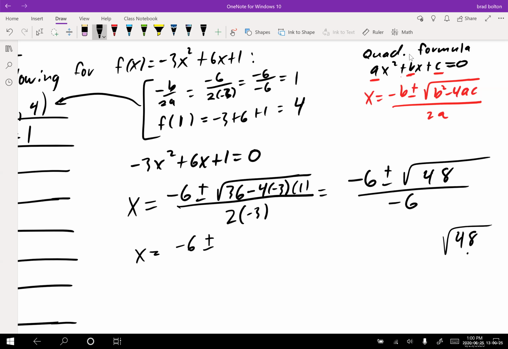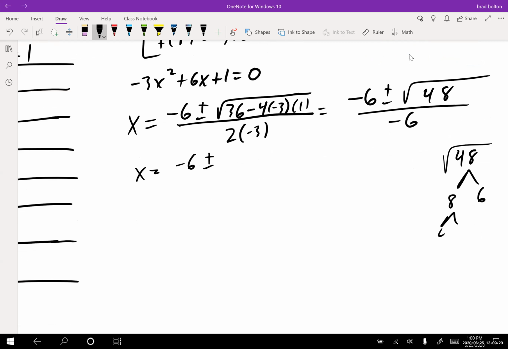And I got to clean this up. So 48 is really 8 times 6, but this is really 4 times 2, and this is really 2 times 3, and this is really 2 times 2. So here's a pair of 2's, and here's a pair of 2's. So 2 times 2 is 4, so hopefully you guys know how to clean up your radicals. If not, you definitely want to ask me about that.